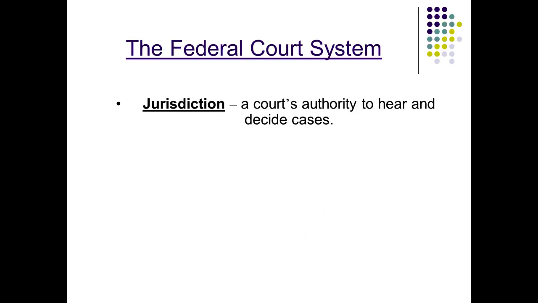All right, so here's the court system. First thing you need to know about federal court systems is the word jurisdiction. All it means is authority. It's a court's authority to hear and decide a case. That's it. That's all jurisdiction means, and there are different kinds of jurisdiction based on what court we're talking about. So jurisdiction, just know this, the basic definition, a court's authority to hear and decide a case.